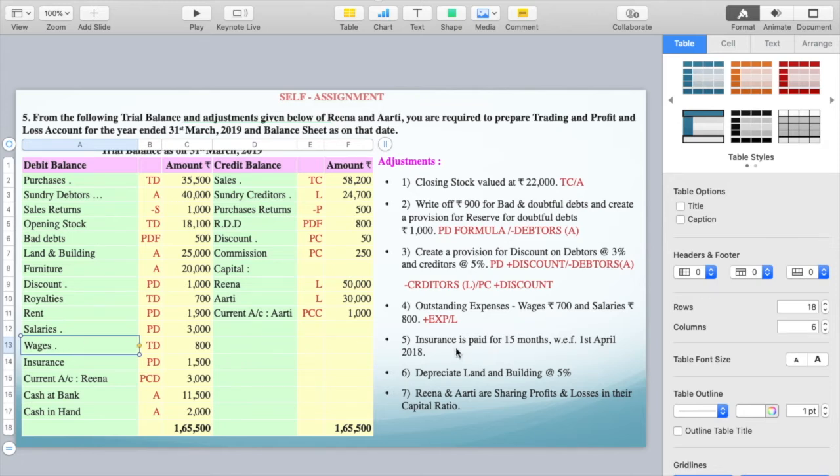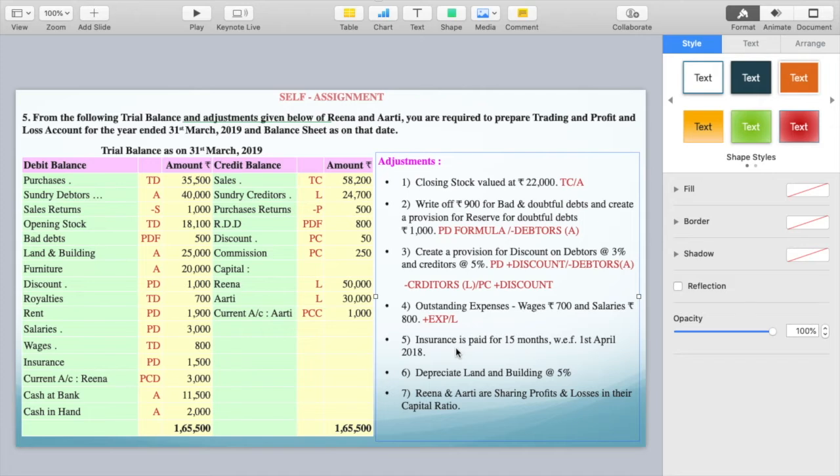Then insurance is paid for 15 months with effect from 1st April 2018. Now this is a new transaction, this has been introduced this year, and this we have done twice or thrice before also. Okay, so we have paid for 15 months, so 1500 of insurance has to be divided by 15 months, so per month you will get 100 rupees.